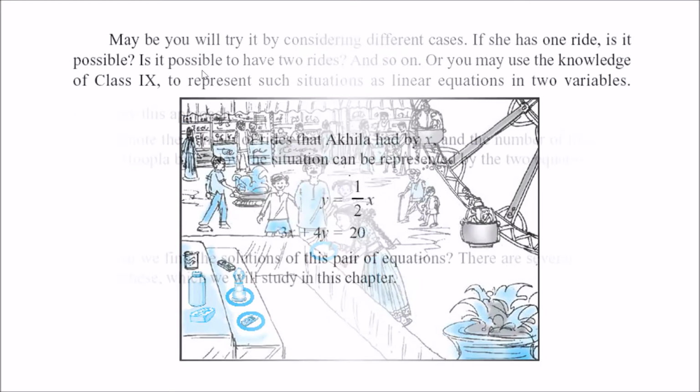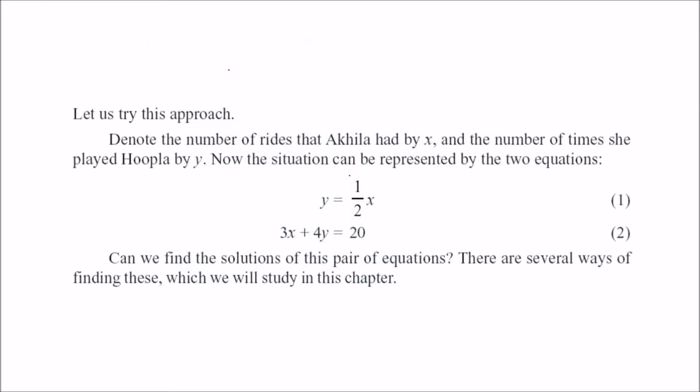So is it possible for her to have two rides, one ride on the giant wheel, or no ride? Let us see. We'll solve this query just now. As I said, if we denote the ride by x, then of course the hoopla will be x by 2, because it is half of this. And you know that 3x means 3 times the wheel, and 4 times the hoopla is equal to 20. Can you find out the solution to this pair? Actually the solution is the solution to Akhila's problem.